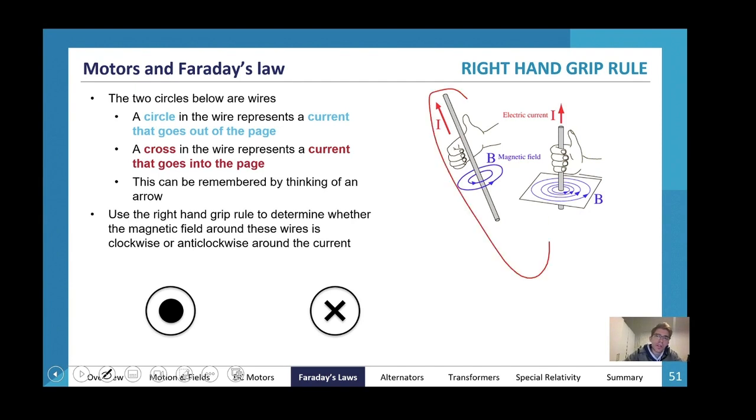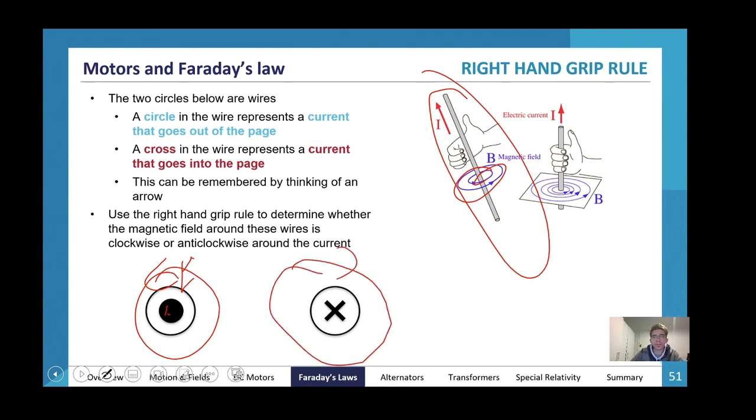In this case, is the current going clockwise or anti-clockwise? Well, in this case, as you can see, it's going anti-clockwise. If something is going out of the page, obviously, it's anti-clockwise. If it's going into the page, it's going clockwise.